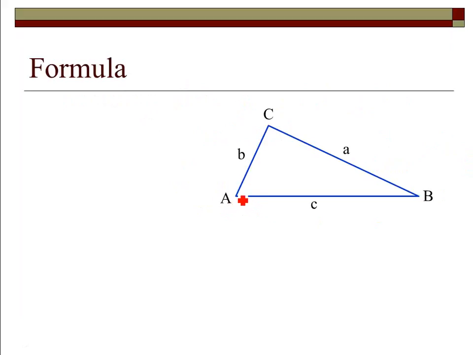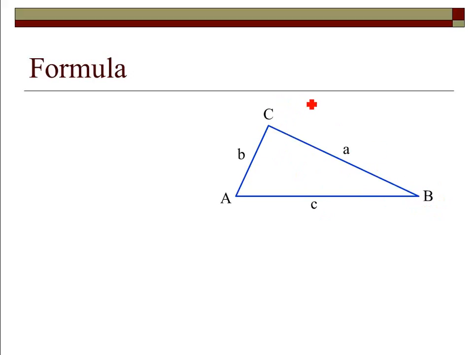Angle A, opposite angle A is side A. We have angle B, opposite angle B is side B. Angle C, opposite angle C is little c. So we use little letters for our sides, capital letters for the vertices of our triangle.